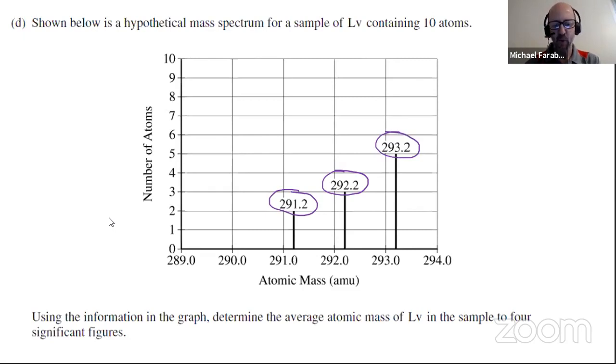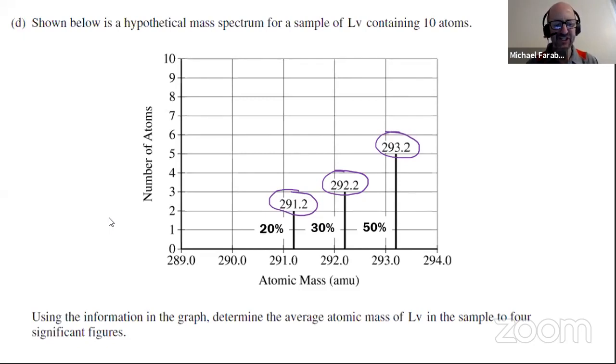Well, that means that if I'm going up to 2, that would be 20% of the total. If I'm going up to 3, that would be 30%. And then going up to 5, that's 50%. So we're just going to do a weighted average.